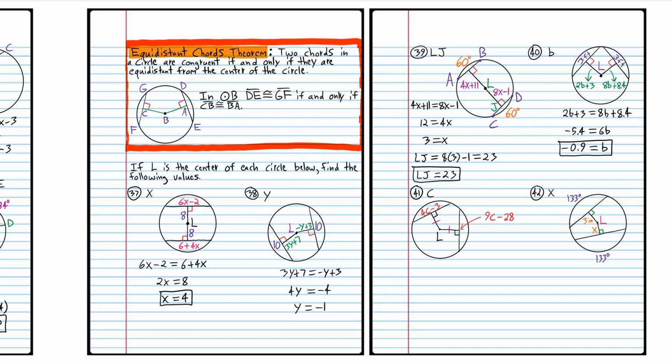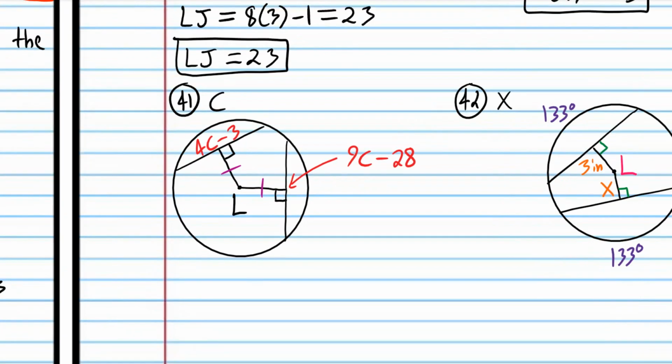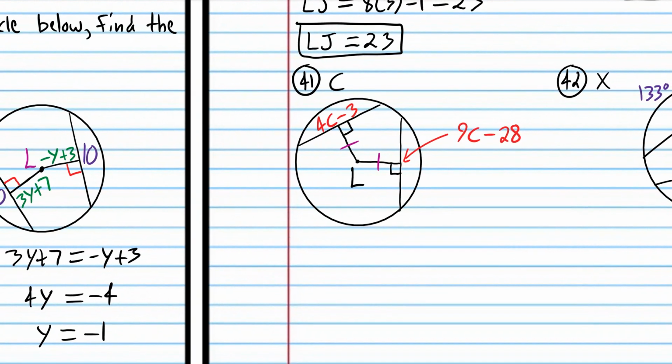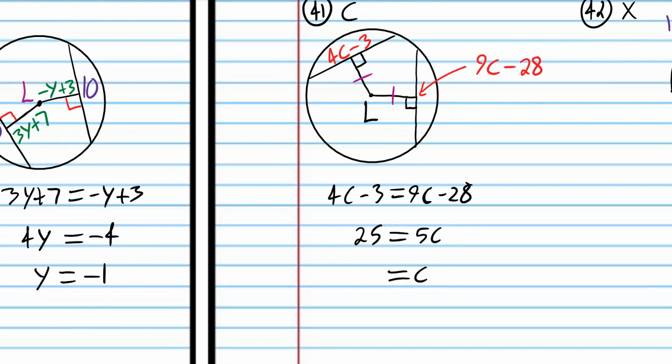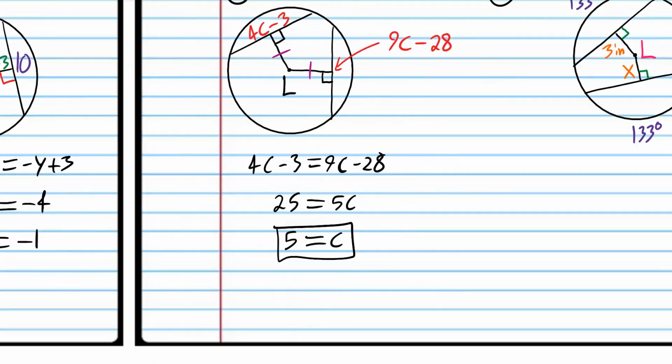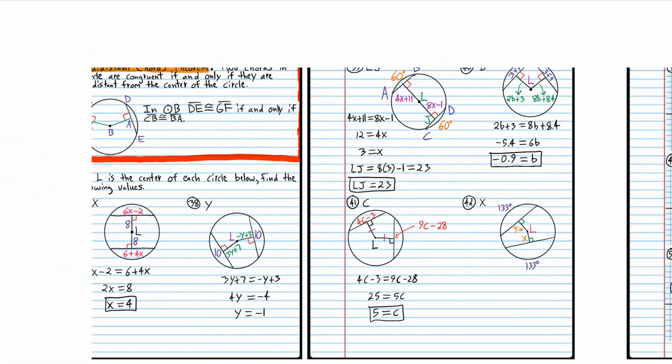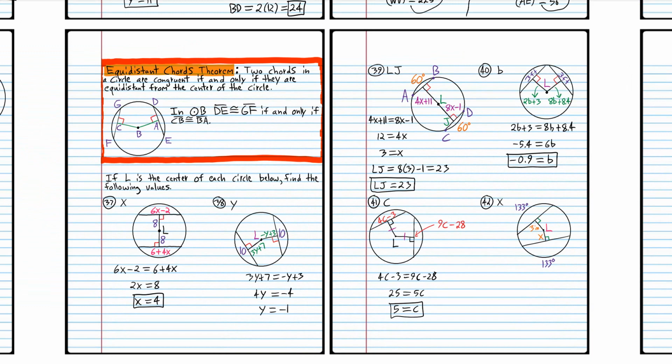All right, we're back. The chords are equidistant from the center, which means that the chords must have the same length. So subtract 4c from both sides, add 28 to both sides, and we get 5c, divide both sides by 5, and that's it. So if you got that answer, good job. Try number 42, and when you come back, we'll do it together.